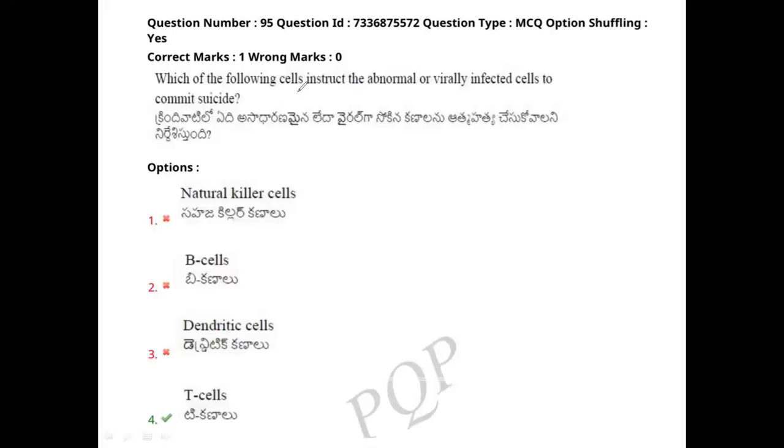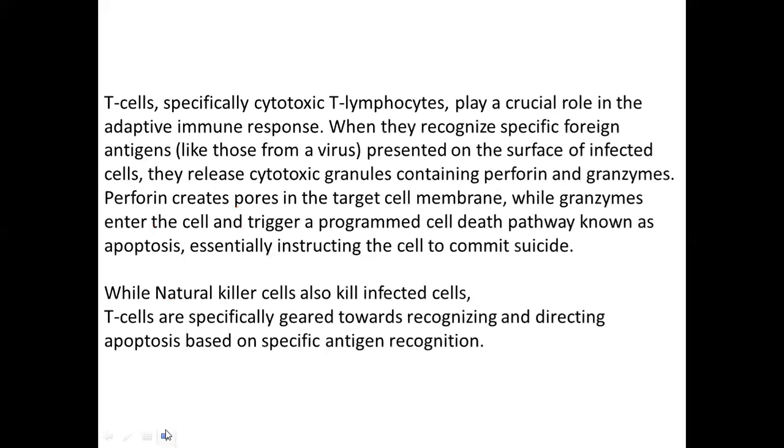Which of the following cells instruct the abnormal or virally infected cells to commit suicide? T cells. So natural killer cells will also help in this process, but correct apoptosis help is only from T cells or cytotoxic T cells. So generally it will be producing the perforins and granzyme enzymes. Perforins form pores, holes in the target cells.